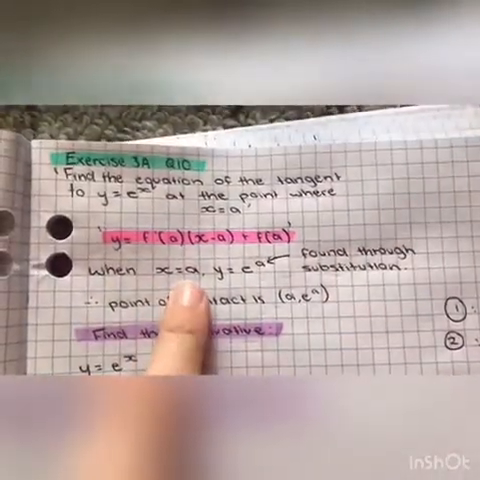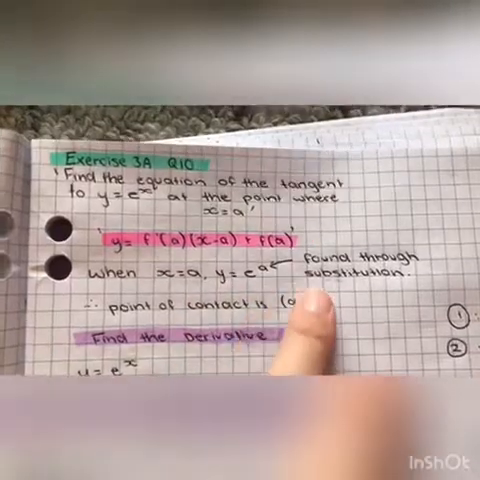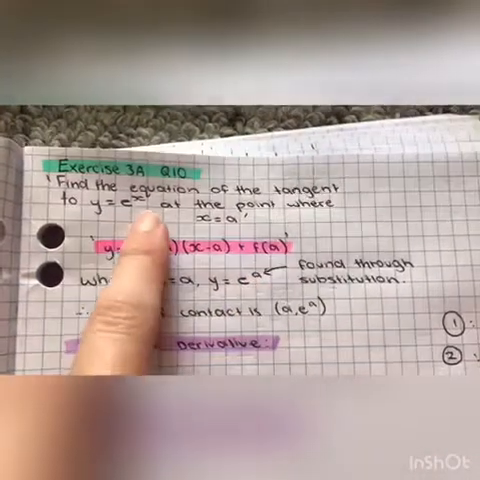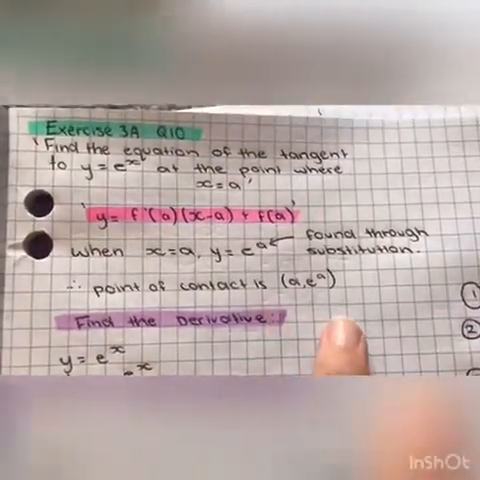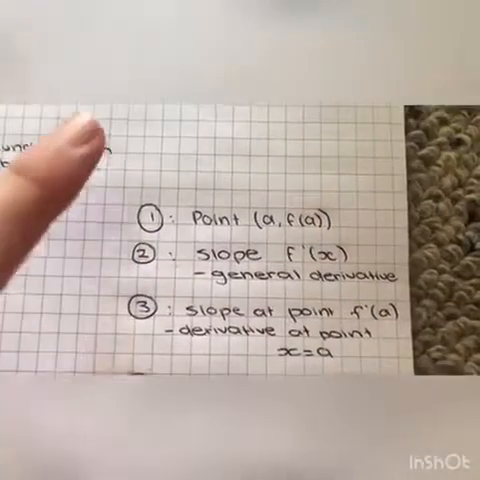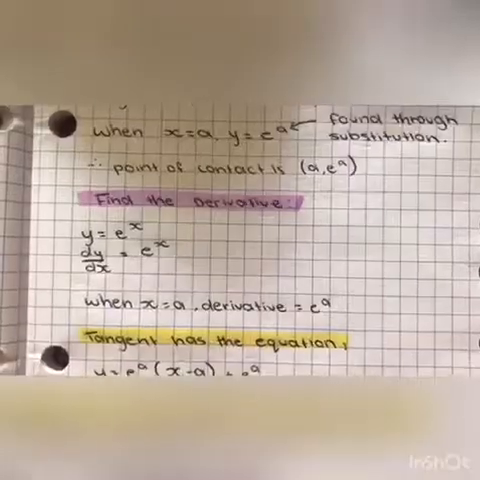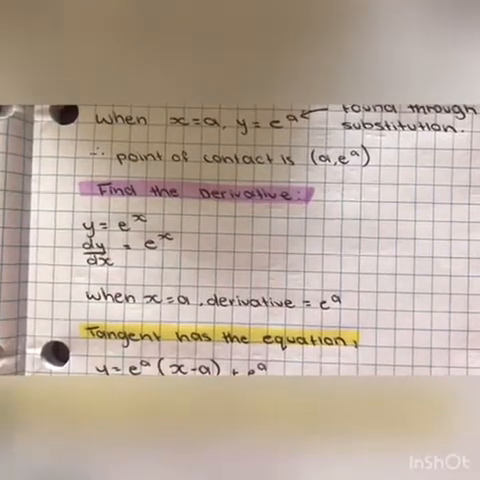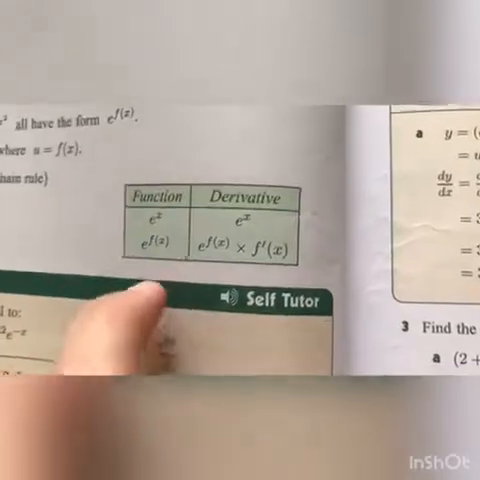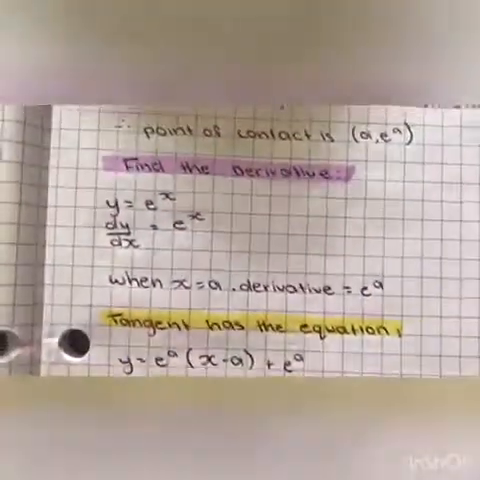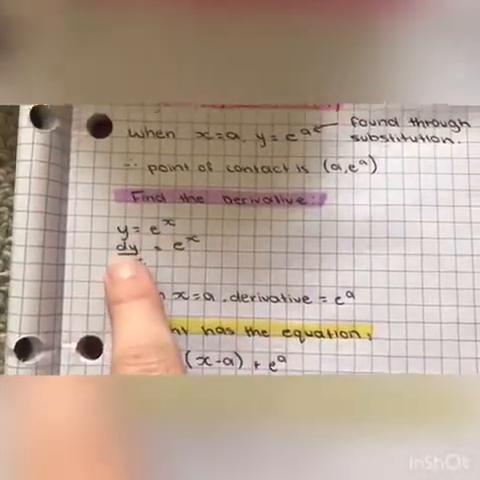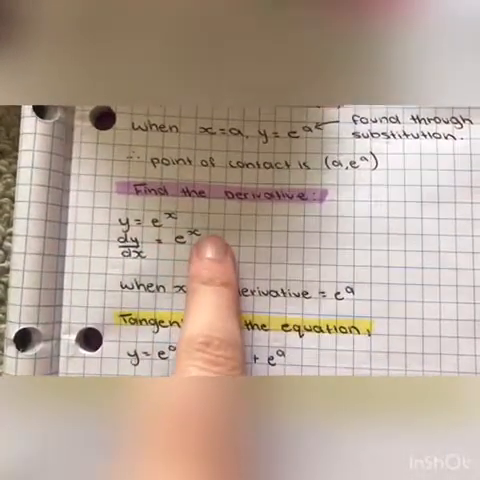When x equals a, it was found that y equals e^a. This was found through substituting x for a in the original formula. This means that the point of contact is (a, e^a). This means that step 1 is complete. Now it's time to find the derivative. As we are aware by previous rules, when the function is e^x, the derivative is also e^x. In this equation, we are using e^x, hence our derivative is also e to the power of x.